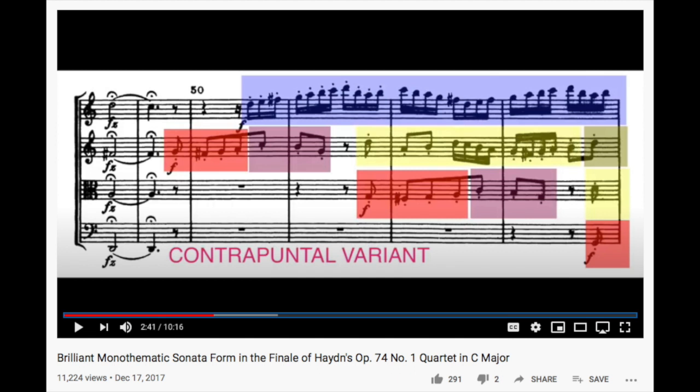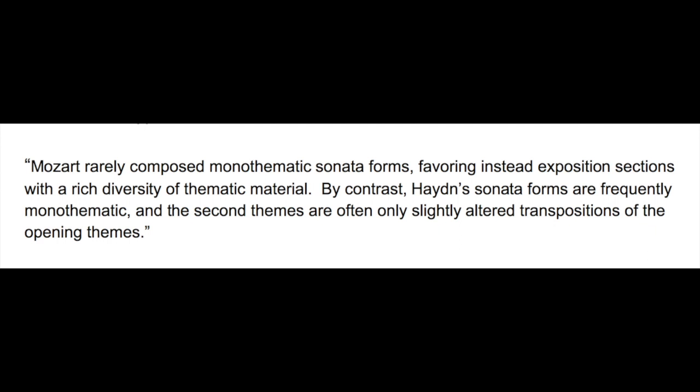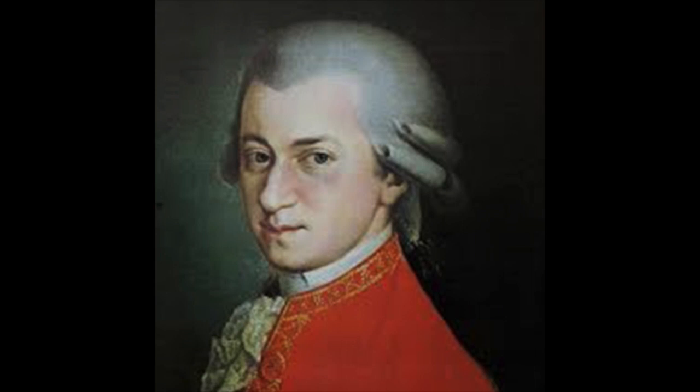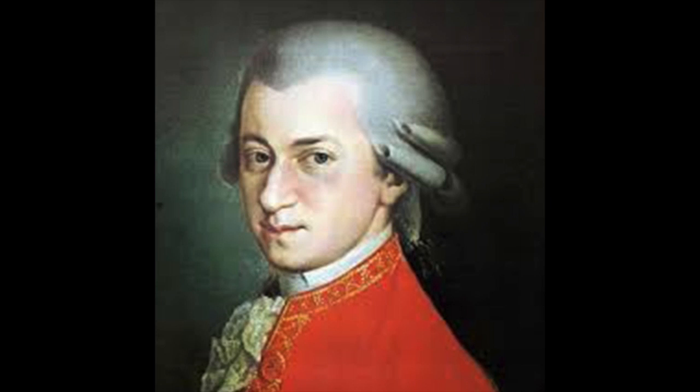"Mozart rarely composed monothematic sonata forms, favoring instead exposition sections with a rich diversity of thematic material. By contrast, Haydn's sonata forms are frequently monothematic, and the second themes are often only slightly altered transpositions of the opening themes." Of course, this is a generalization for both composers, so let's see if it's true for this Mozart movement.